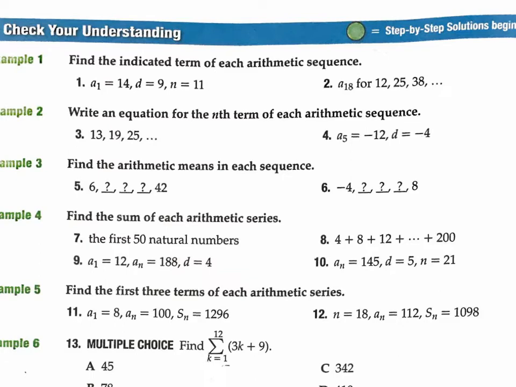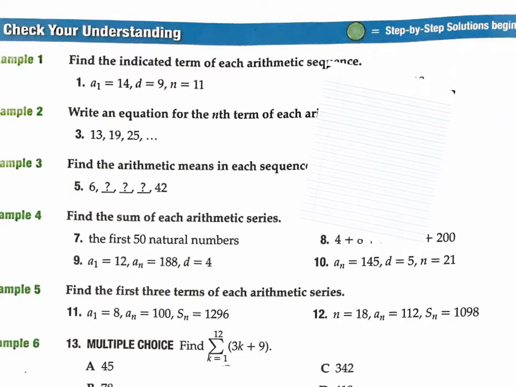So number 1 says, find the indicated term of each arithmetic sequence. So they're telling you it's arithmetic. They're telling you that there's a common difference, which in number 1 is 9. They're telling you that the first term on your list is 14, and they're telling you n equals 11. Remember, a sub n means the number on your list. So if they're telling you n is 11, they're talking about a sub 11, which really means that they want you to find the 11th term on your list.